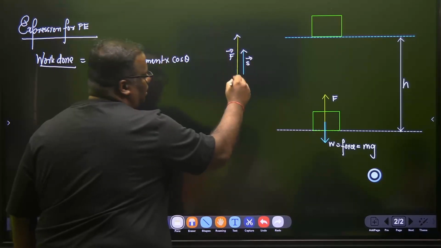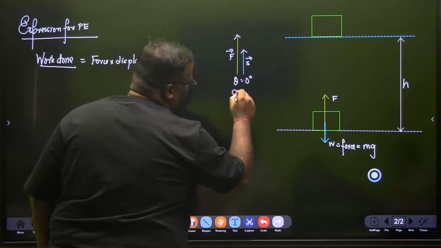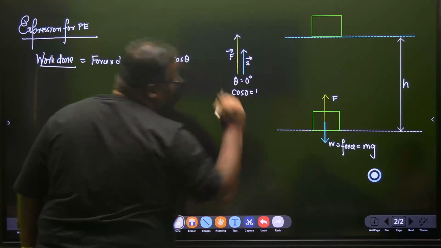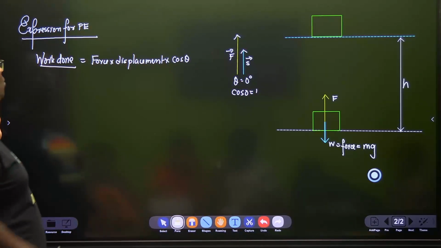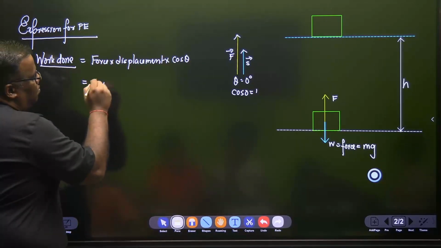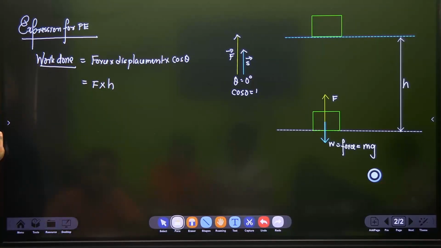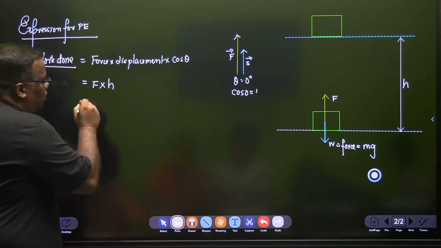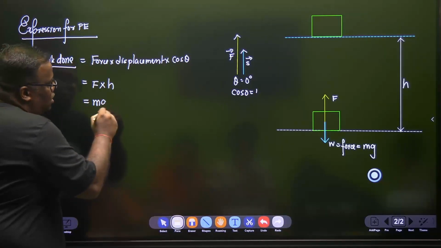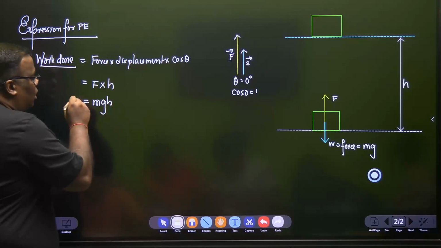Both are in the same direction, so my theta in this case will be 0 degrees, and cos 0 is equal to 1. So the work done is given by the force F multiplied by the displacement. The displacement is nothing but H. That much distance you are moving it, right? And cos 0 is equal to 1. And the value of F is M into G, because that force has to be equal to the weight. So this is the work done.